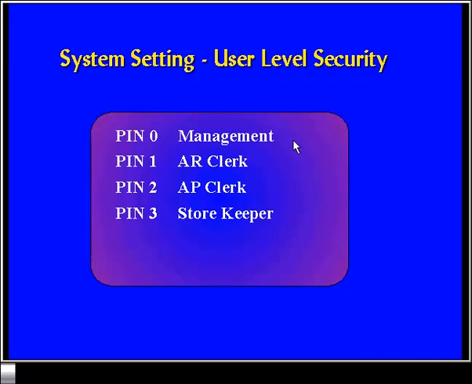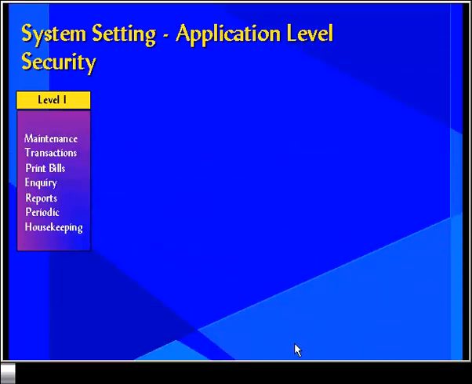Pin level 0 refers to management. Pin level 1 refers to AR clerk, and pin level 2 is referring to AP clerk, and pin level 3 is for storekeeper. And within the application level security, there are 4 levels, but we'll look at level 1 first.